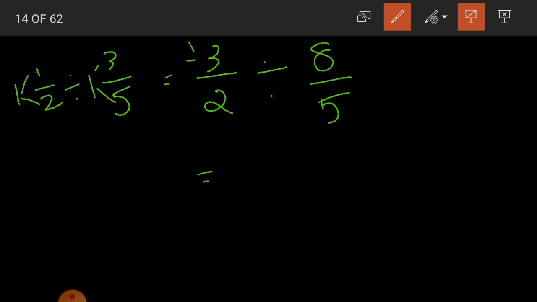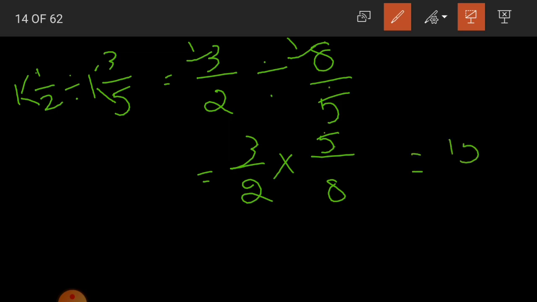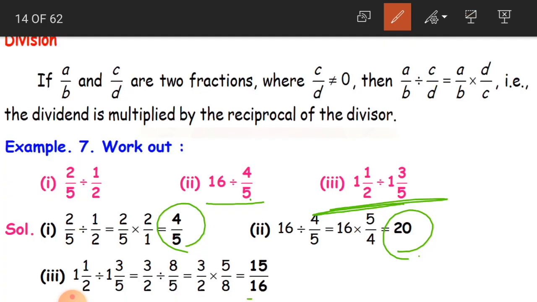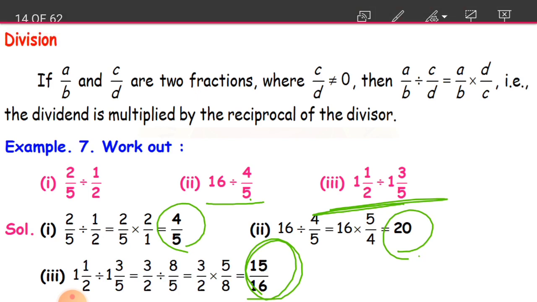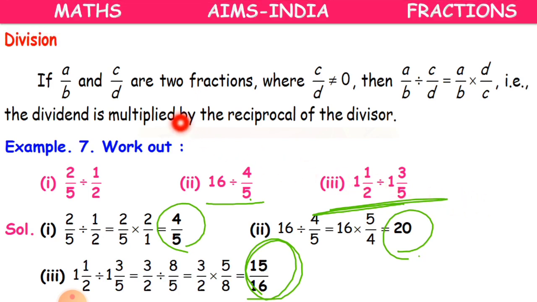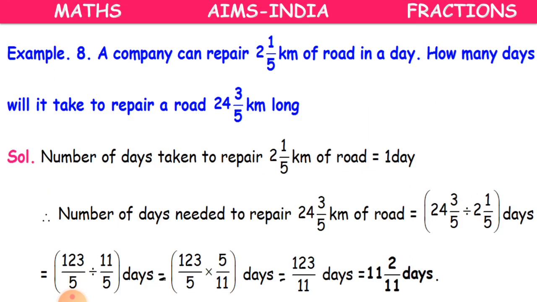Now how will we do that? First fraction written as it is. Then write the multiplication symbol. Write the reciprocal of the next fraction. 8 by 5 becomes 5 by 8. Now 3 5s are 15, divided by 8 2s are 16. So 15 by 16 is our answer here. Clear, students? I hope you understood how to divide fractions.